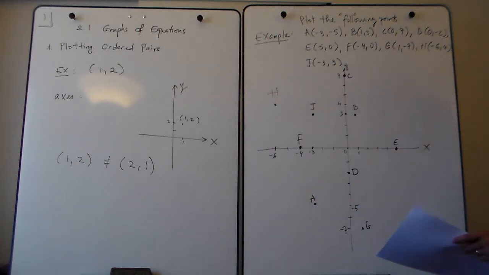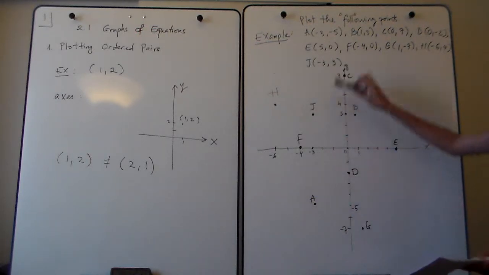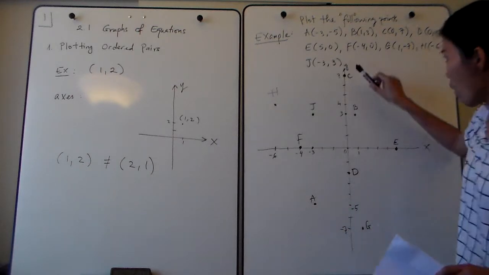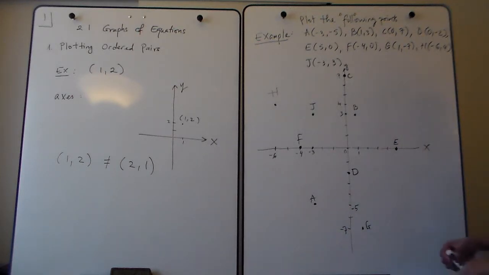So this is plotting ordered pairs. Each of these are ordered pairs, and we just graph them on the x, y plane. Okay.